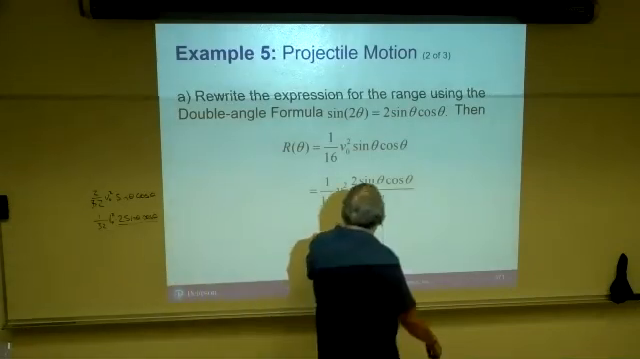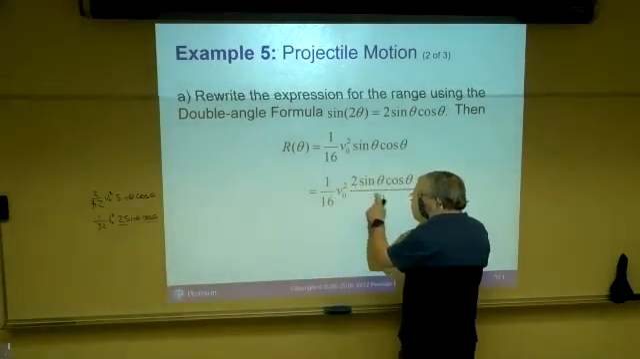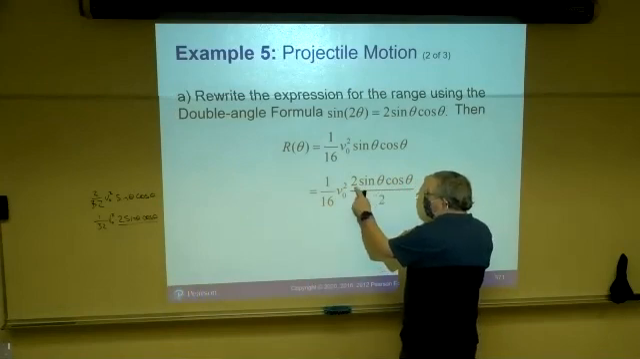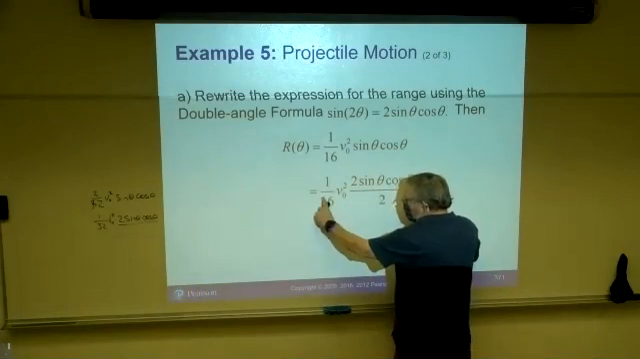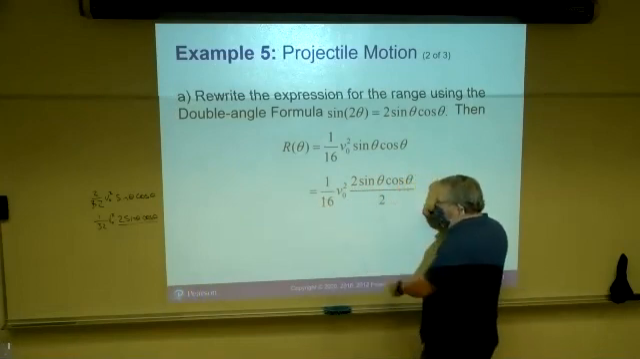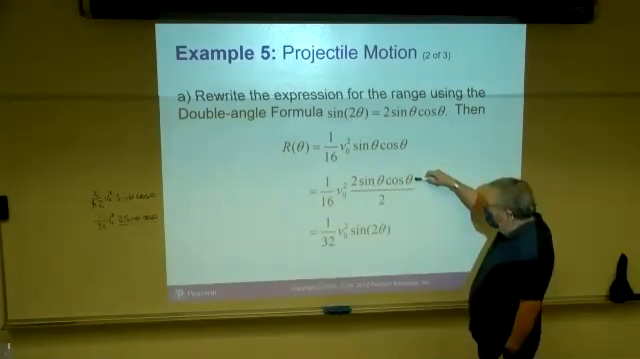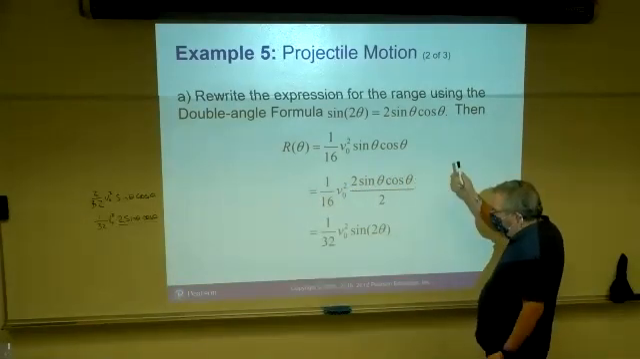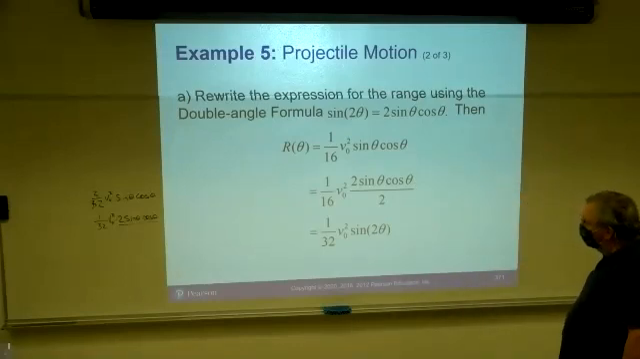Well, yeah, okay. We're always multiplying by 1, so 2/2. And they just multiply these two denominators together to get 1/32. And then 2 sine theta cosine theta, sine of 2 theta. They did the same thing I did, except they did it a little different.